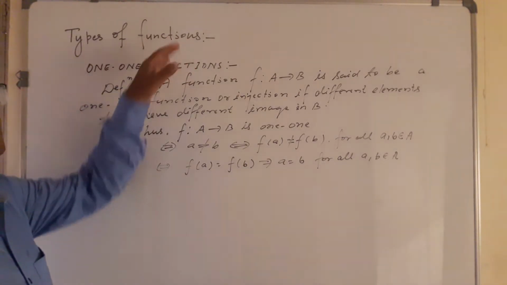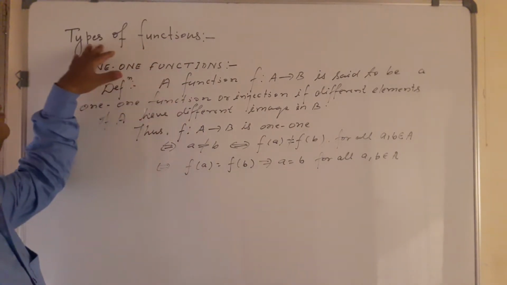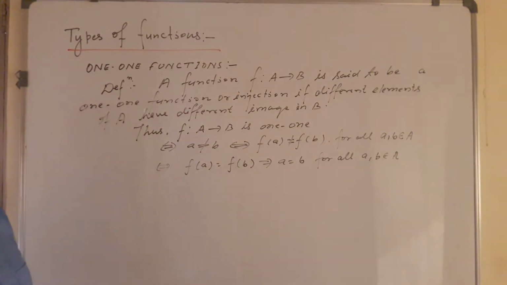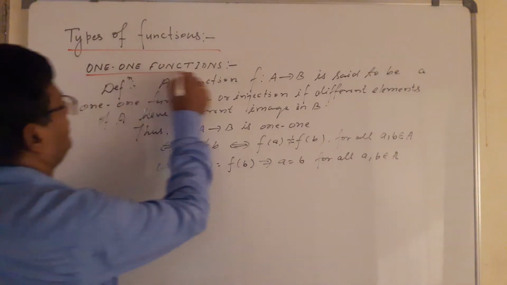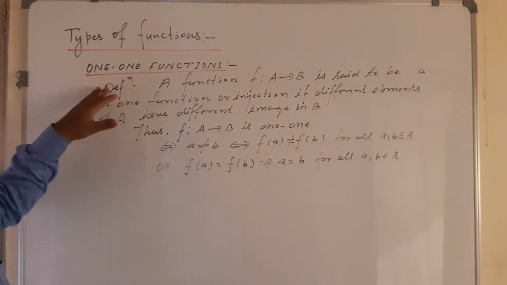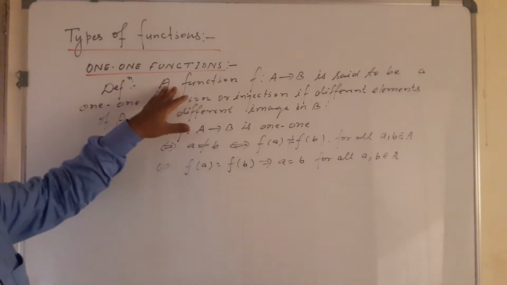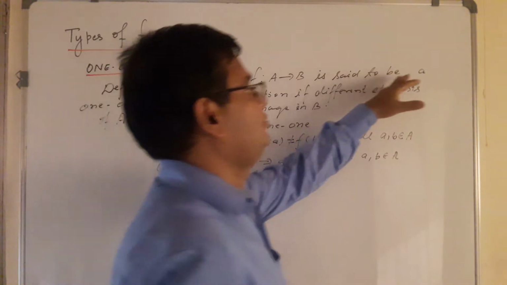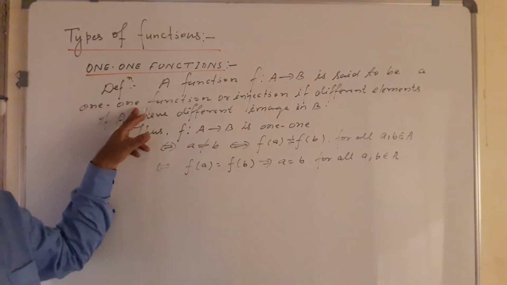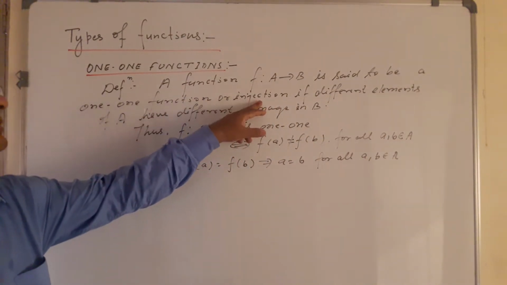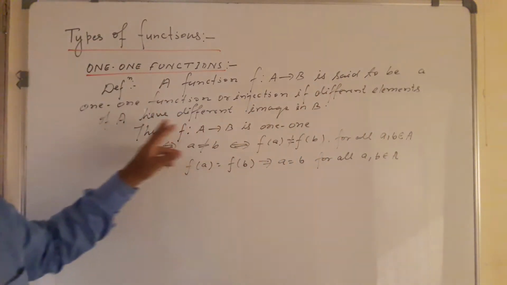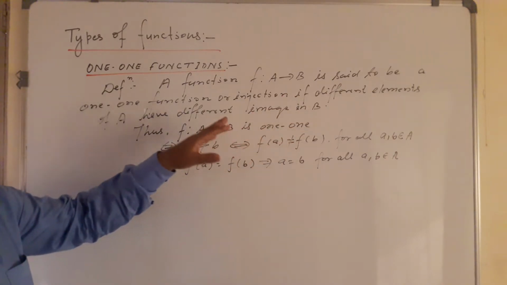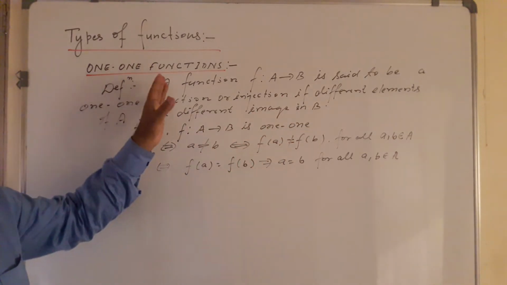Types of function. Today I am going to discuss types of functions. The first type I am going to discuss is the one-one function. This is the definition: a function f from A to B is said to be a one-one function or injection if different elements of A have different images in B.